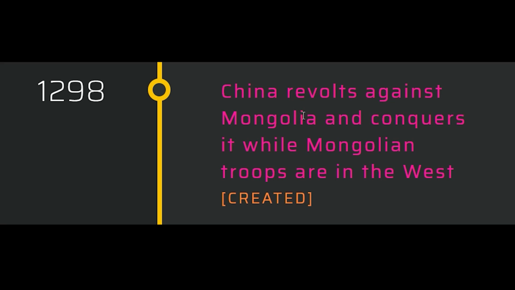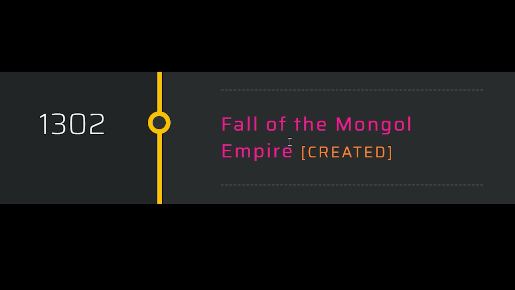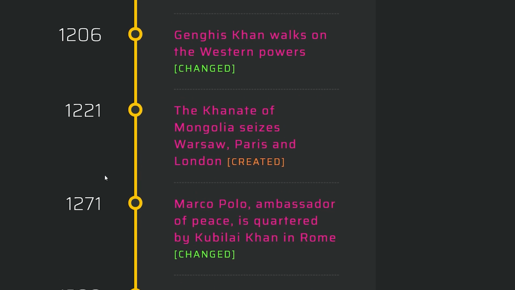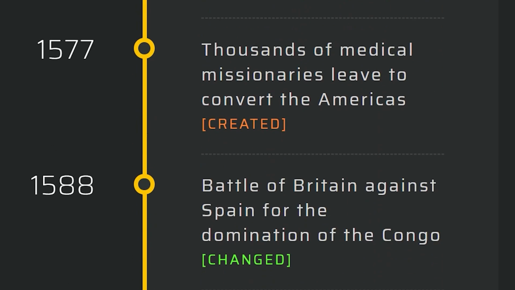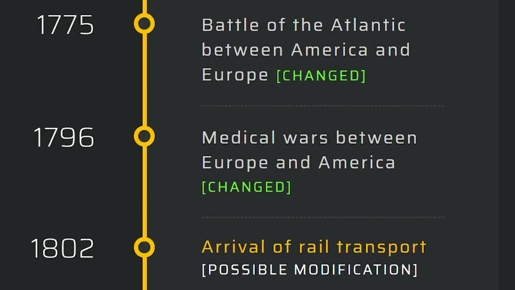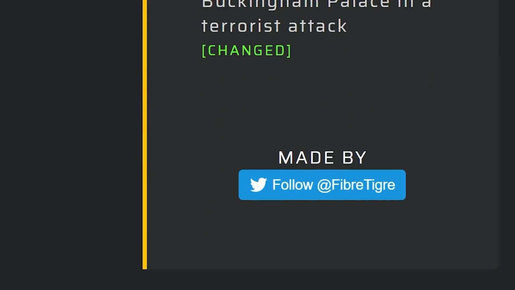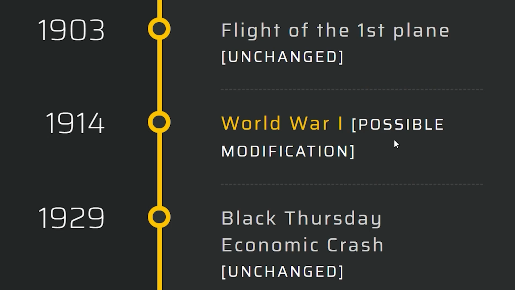China revolts against Mongolia and conquers it while Mongolian troops are in the West. Oh, reverse card. They should have built a wall. Fall of the Mongol Empire. Dang. Their empire lasted for about 100 years, something like that. Interestingly, it didn't affect the rest of the timeline. That happened so early in history that, oh, sometimes there's at least one thing. Oh, that's it. I guess the British and Paris just got to see what it was like to have horses stomp on your towns. I'm just curious what this would even be like at this point.